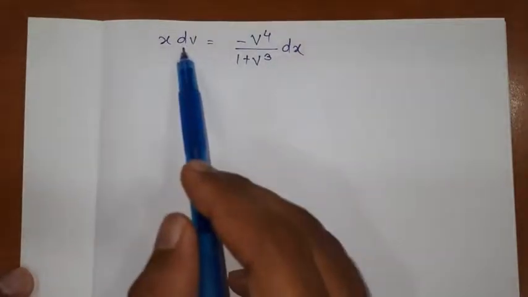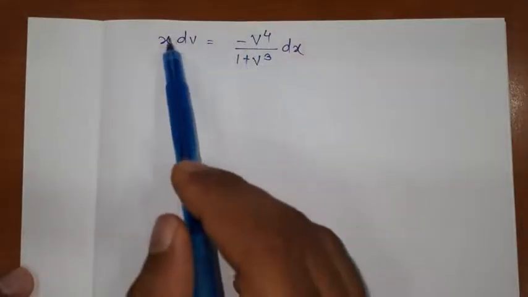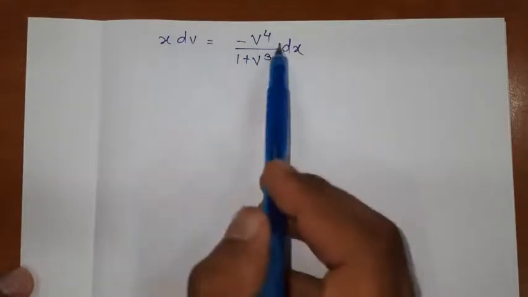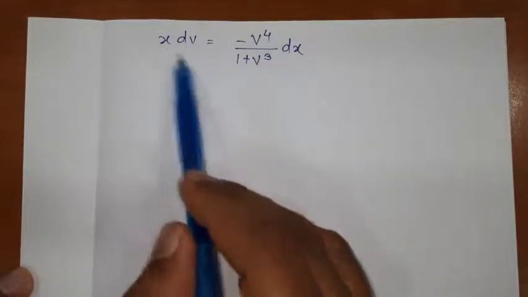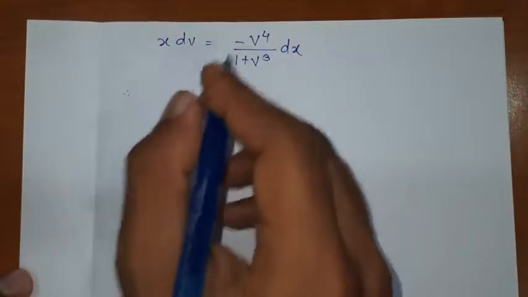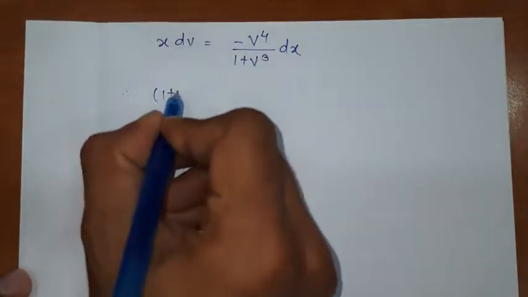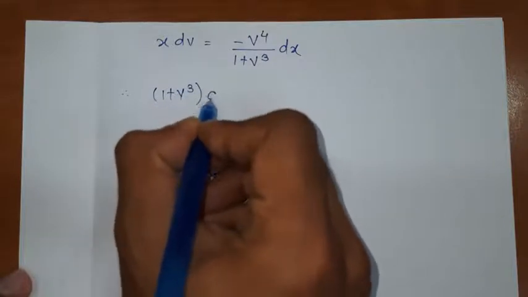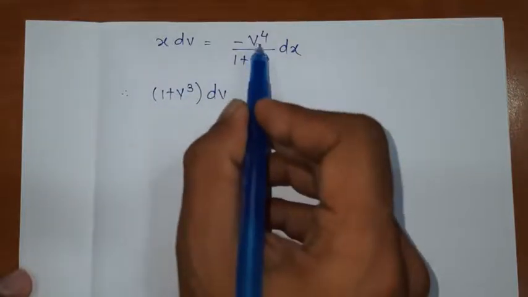So say dv is here. Obviously, we have to shift all terms on this side. Okay, and dx is there. So I will shift x on that side. So what will I get? Therefore, I am shifting this term to this side. So 1 plus v cube dv. I am shifting v raised to 4 on that side.